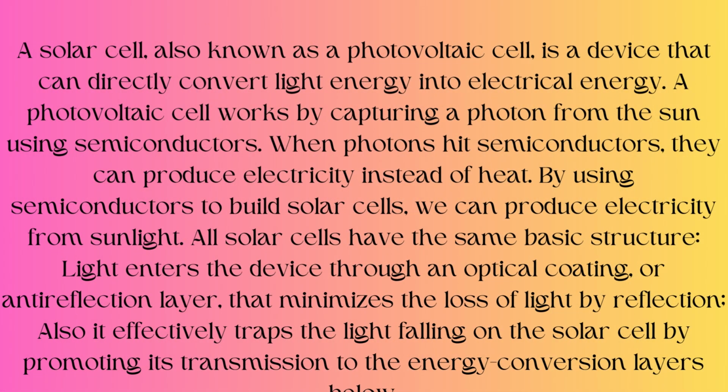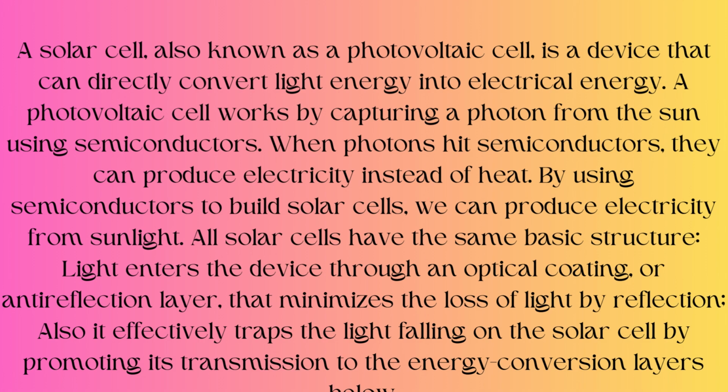A solar cell, also known as a photovoltaic cell, is a device that can directly convert light energy into electrical energy. A photovoltaic cell works by capturing a photon from the sun using semiconductors. When photons hit semiconductors, they can produce electricity instead of heat. By using semiconductors to build solar cells, we can produce electricity from sunlight.